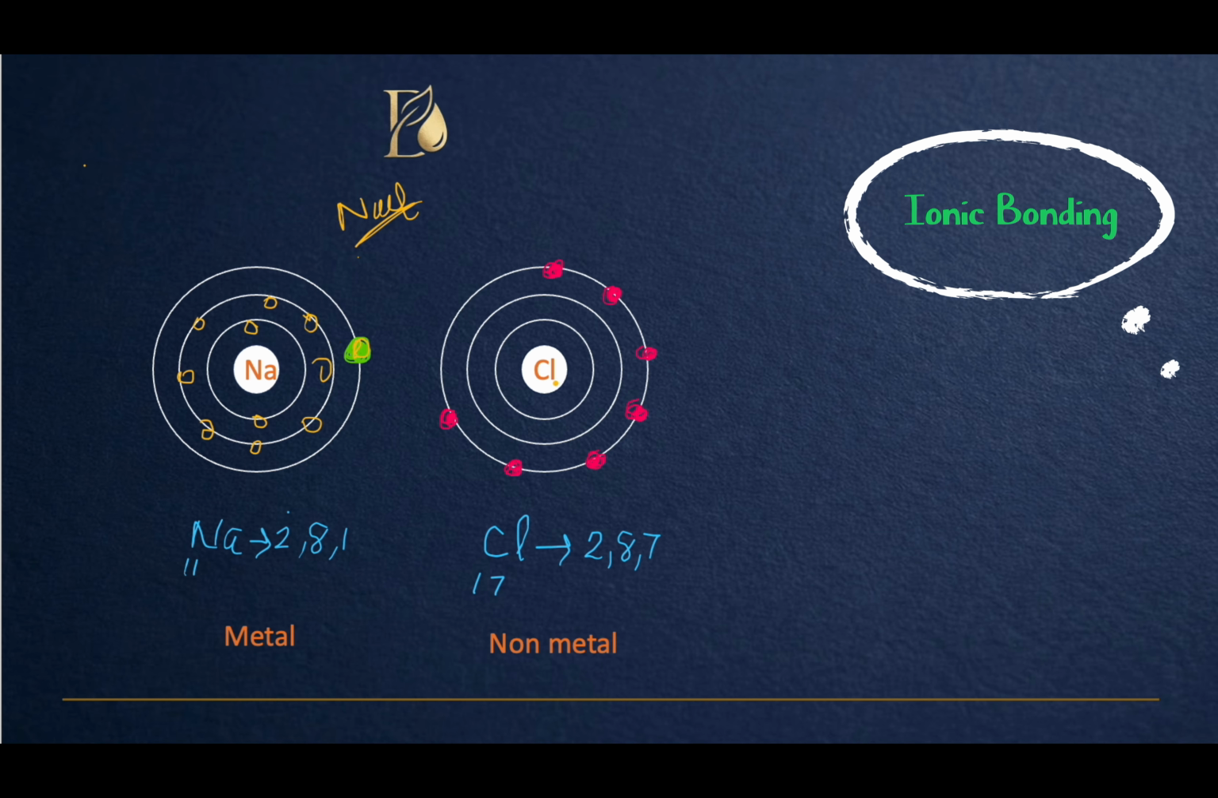Now, in the chlorine atom, the atomic number is 17, so there are 17 electrons: 2 electrons in the K shell, 8 electrons in the L shell, and in the last shell, 7 electrons. To acquire stability, there should be 8 electrons in the valence shell. So what will happen? Sodium will transfer its electron to the chlorine atom. Sodium is transferring that 1 electron to the chlorine atom.